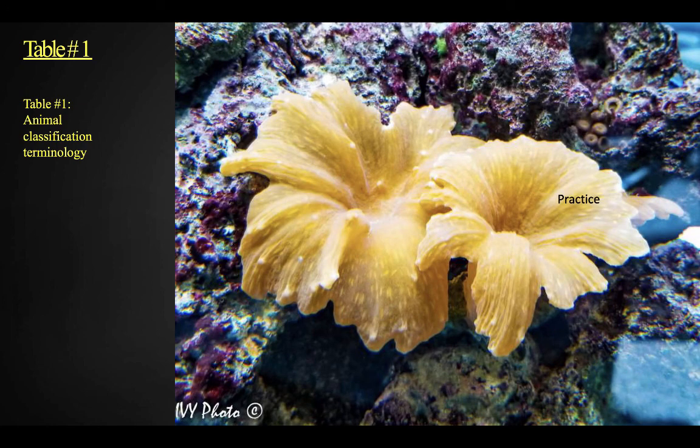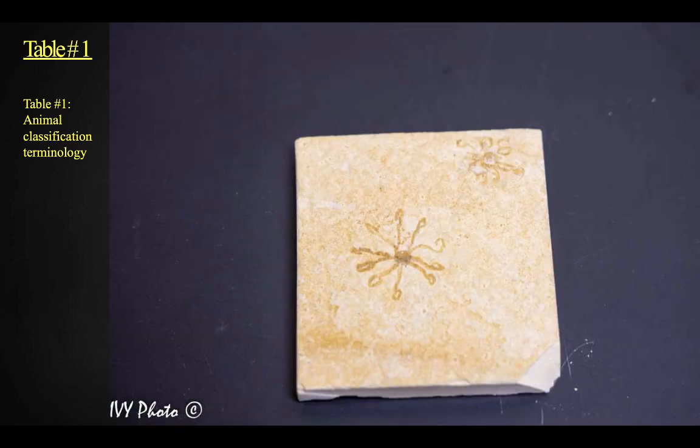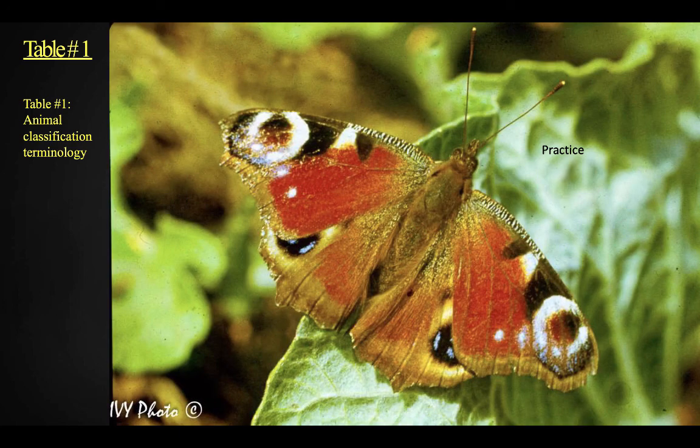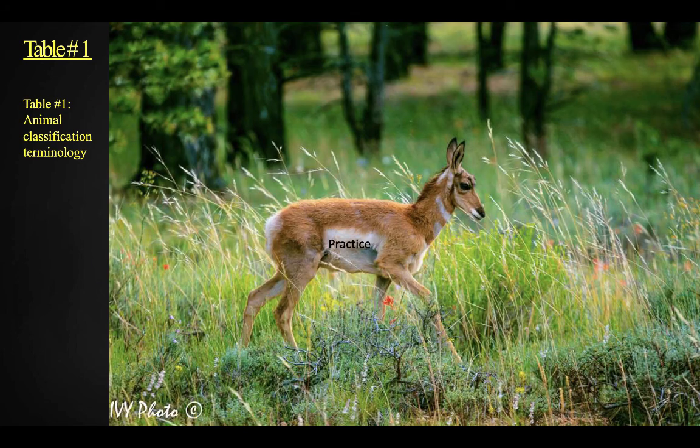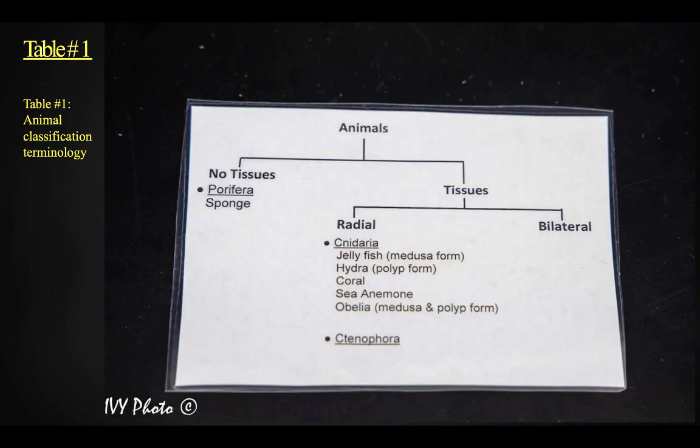And how many germ layers does it have? Does this have symmetry? How many germ layers? This is a fossil. Does this have symmetry? Germ layers, symmetry, germ layers, symmetry, germ layers. Just so that you can practice, right?